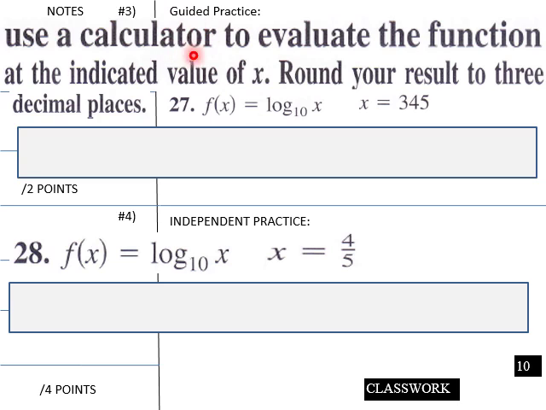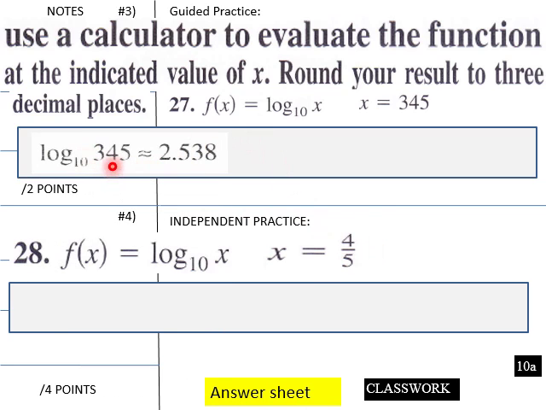Okay, into our next guided practice. Use a calculator to evaluate the function at the indicated value of x, and round your result to 3 decimal places. So for our first one here, f of x equals log base 10 of x when x equals 345. Then down here, this is your independent practice. With this one, log base 10 of 345 would equal 2.538. So 10 to the 2.538 would equal this number.